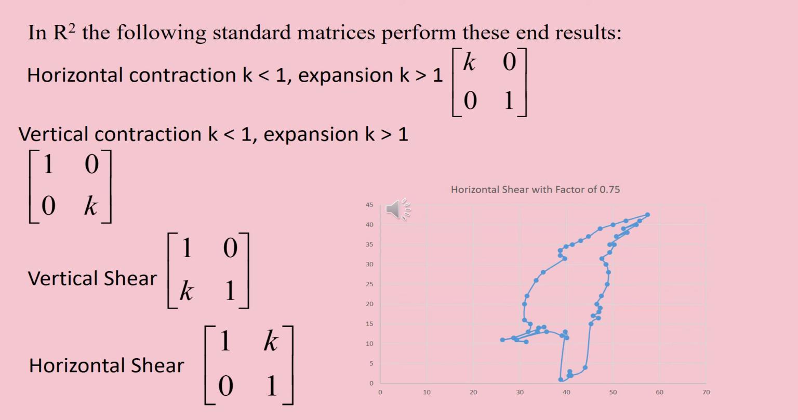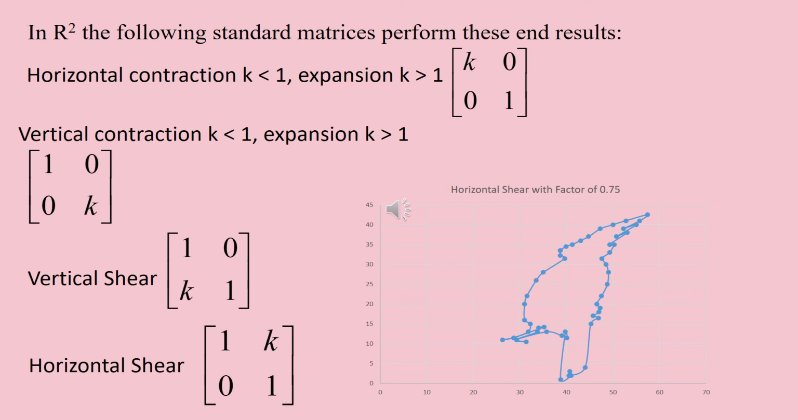If k is less than 1, it'll be a contraction. If k is bigger than 1, it'll be a stretching or an expansion. For vertical contraction or expansion, first column is 1, 0, second column is 0, k. Again, if k is less than 1, then you're squashing or contracting. If k is bigger than 1, you're stretching or expanding.